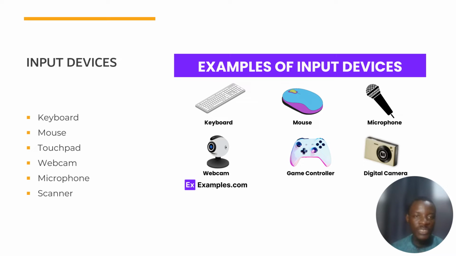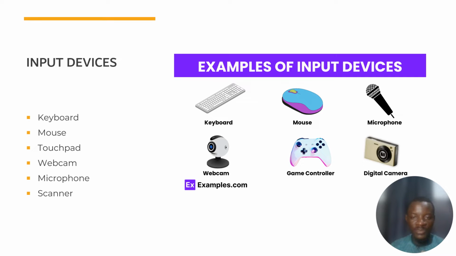The most common ones are keyboards and mice. A keyboard allows us to type text and issue commands, while the mice, which is the plural of mouse, help us navigate the graphical interface. And we have touchpads, which are on laptops. Those allow us to combine both pointing and clicking functions.